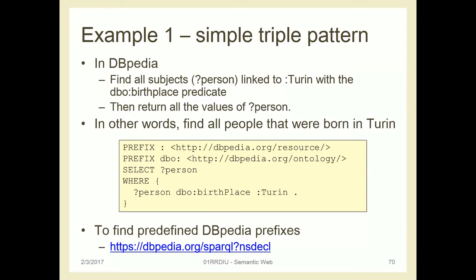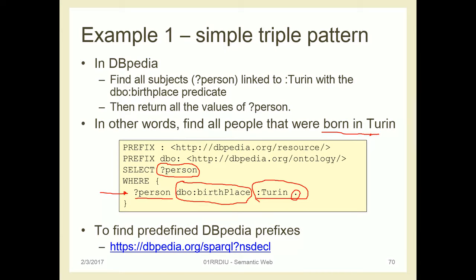Let's see an example. We want to find in DBpedia, if we want to say it in English, all the people that were born in Turin. So we want to visualize all the persons, so I have to define an unbound variable, meaning every person in the graph, as the subject of a triple that has a birthplace predicate linked to a resource that is called Turin. Then the dot is the end of the triple.